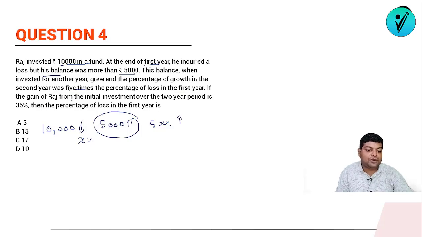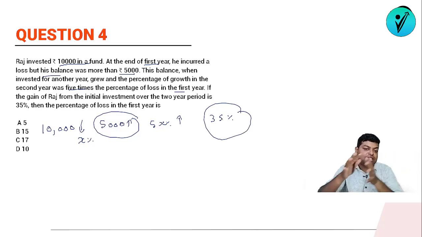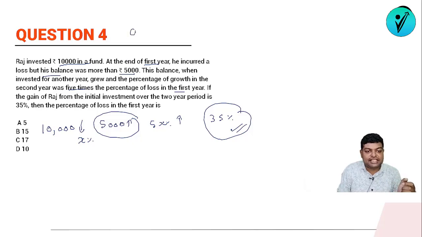If the gain of Raj from the initial investment over the 2 periods is 35%, and overall his money has gained by 35%. Okay, once there was a decline, then there was a reduction. Once there was a reduction, then there was an increment. But because of these two, overall result is what? 35%. So can I use successive change here? Yes, we can, because successive change क्या होता है? If the change is occurring again and again, we can use the formula for successive change. The same value was there investment, once it has been reduced and then it is getting increased. So what is the value of successive change? It is A plus B plus AB by 100.